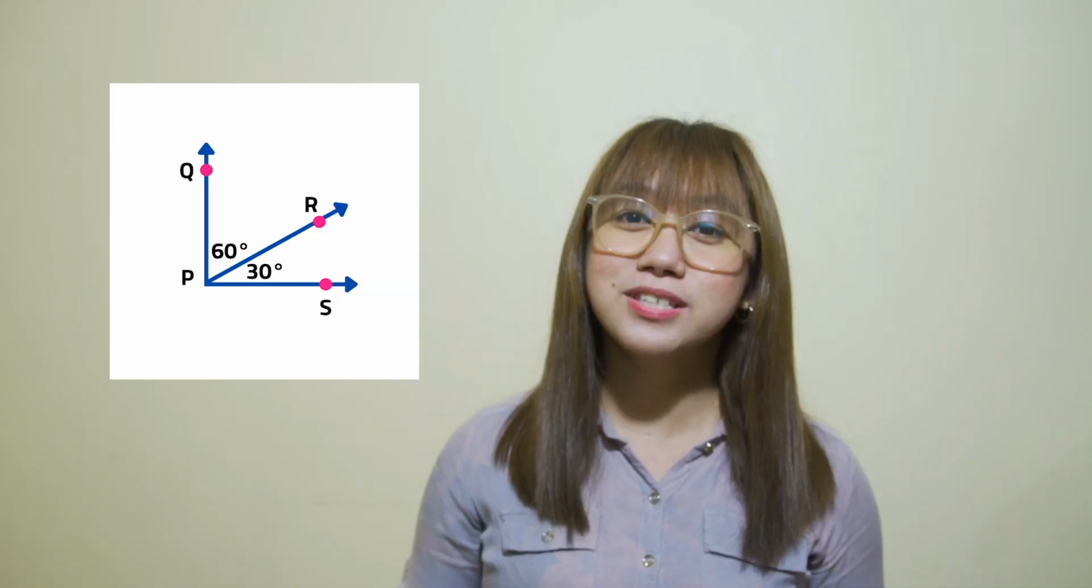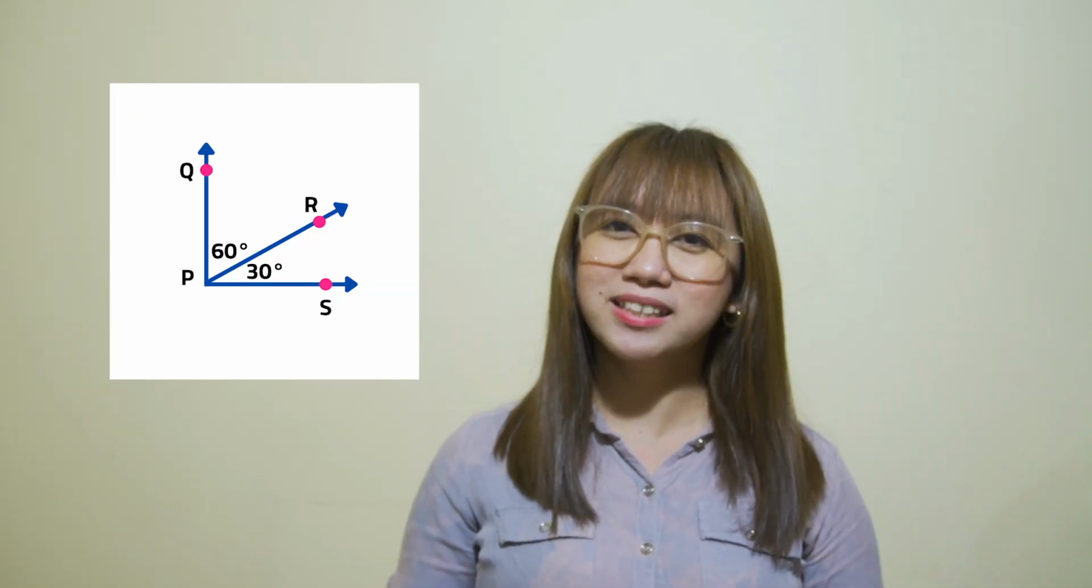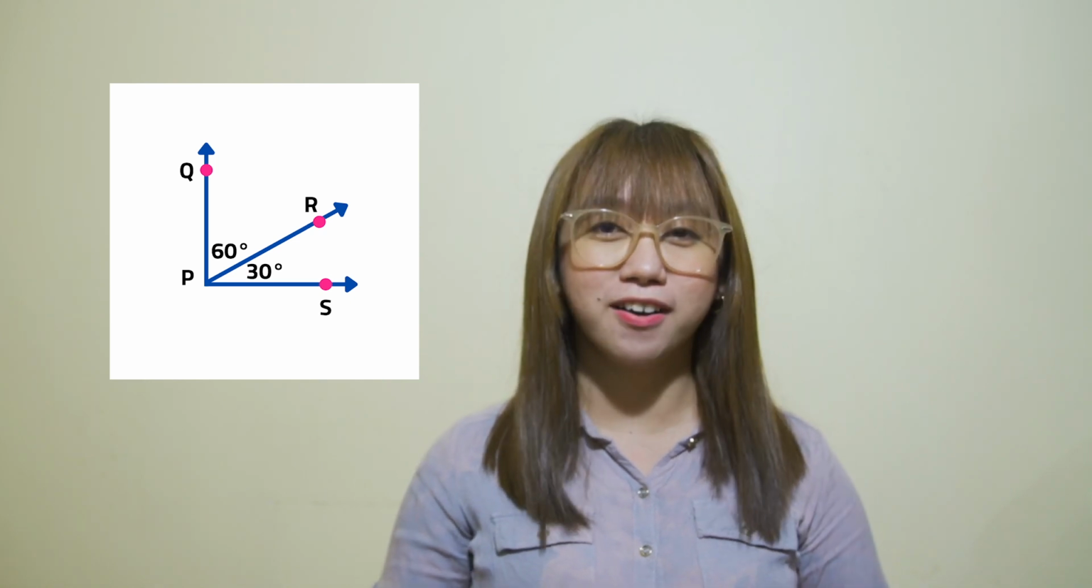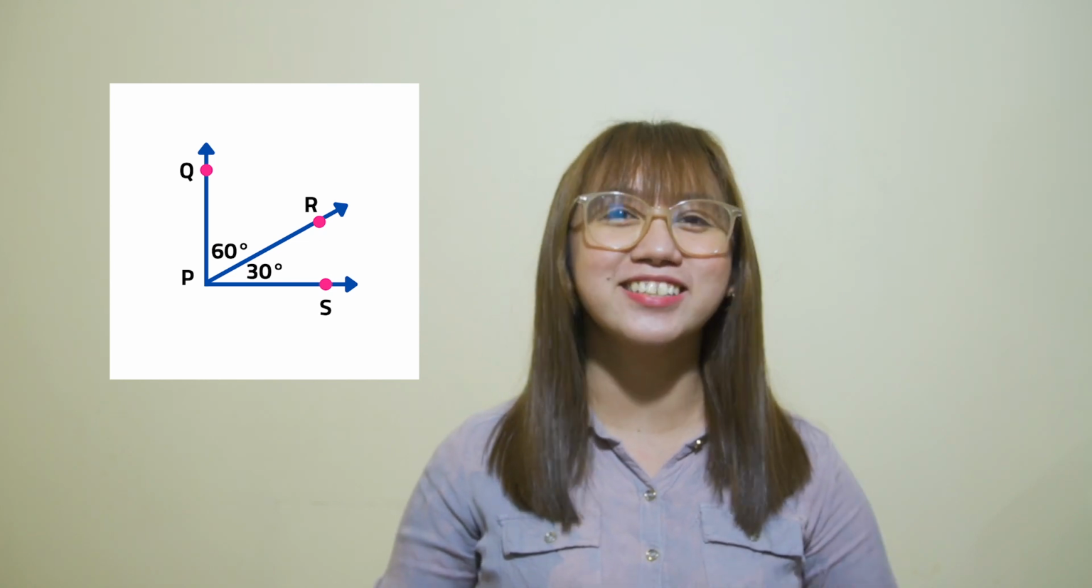But do you know that angles can be paired with another angle? Yes, that's right. Pairs of angles have different classifications in geometry. They are given special names based on the relative positions of the angles or on the sum of the measure of their angles. Consider the two angles QPR and RPS. What is the measure of angle QPR? Very good. It measures 60 degrees.